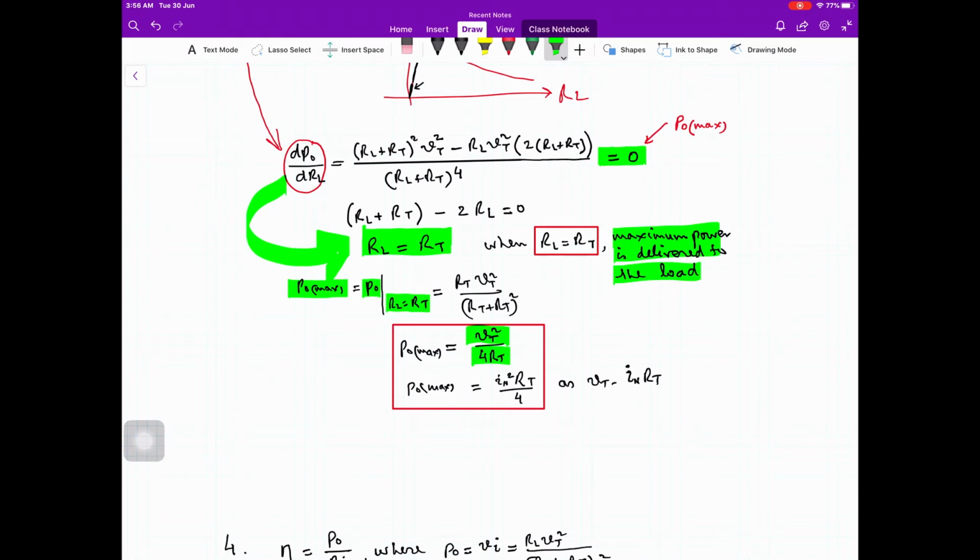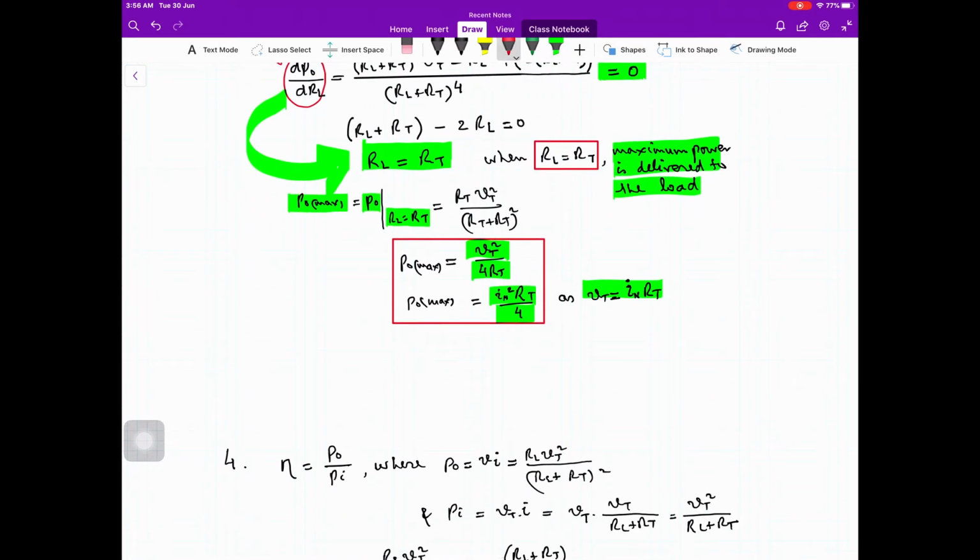As you know, the Thevenin voltage can also be expressed as the product of Norton current and the Norton resistance, or we can say Thevenin resistance, because Norton and Thevenin resistance are the same. So we can express the maximum power output as IN square multiplied by RT divided by 4.